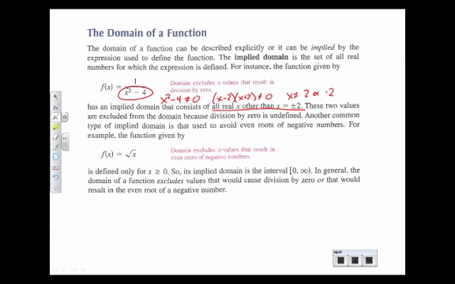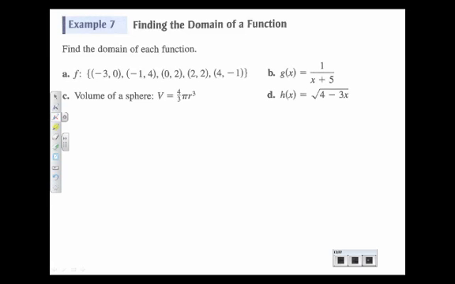The other situation that comes up quite a bit here is the square root. You can't have negative numbers under the square root. It has to be positive or 0. All right? And so those are our domains. What can the x values be? So let's go ahead and find the domain of each function here.